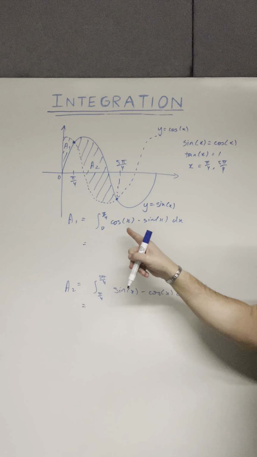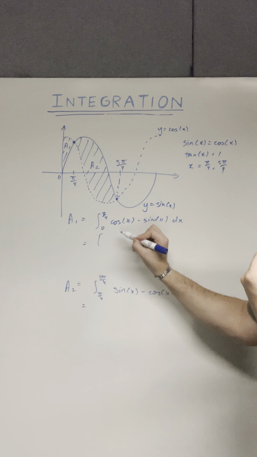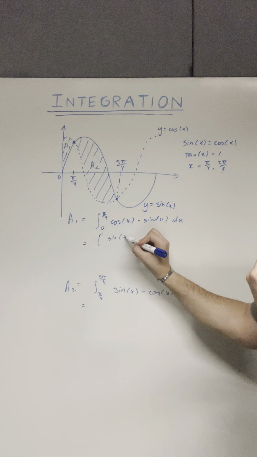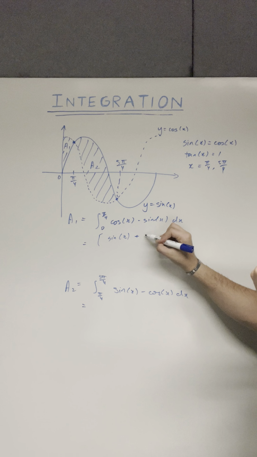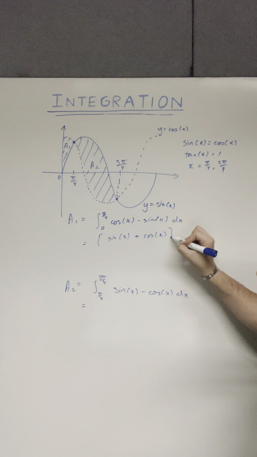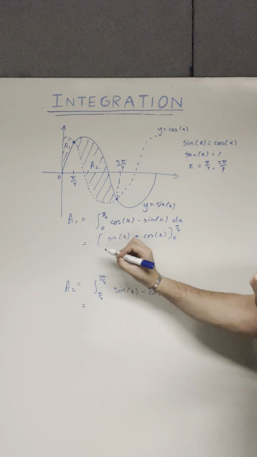We just evaluate that integral of cos minus sine. So the integral of cos is positive sine of x. The integral of sine is negative cos of x. So for minusing it, that's going to become a plus. And I just evaluate this from 0 to pi on 4.